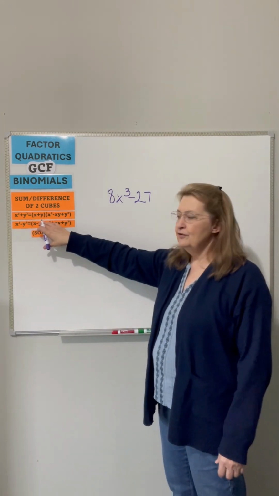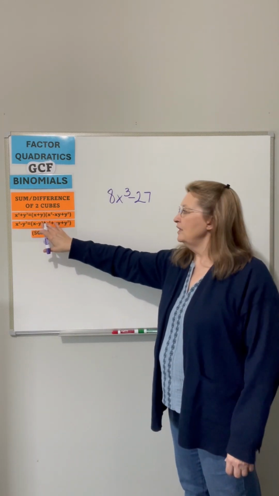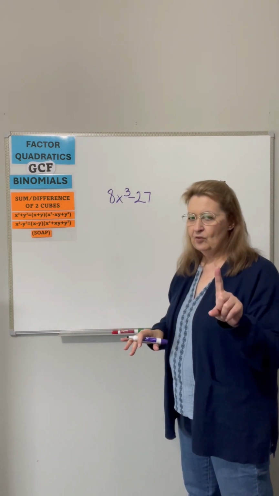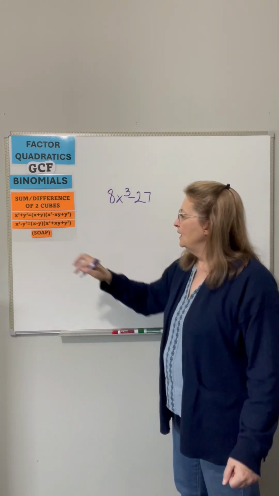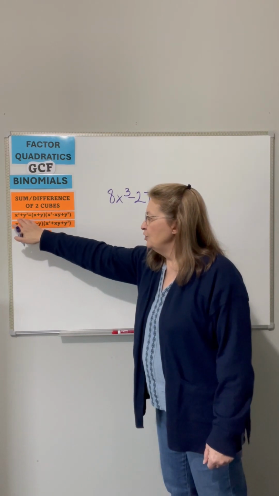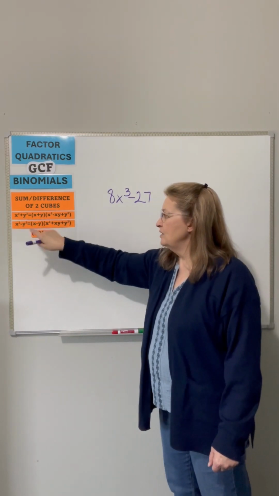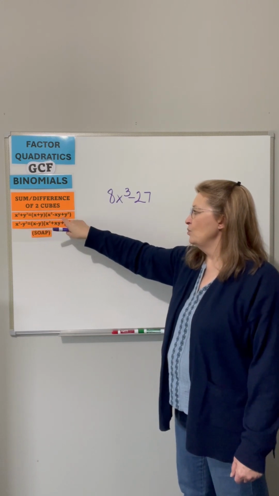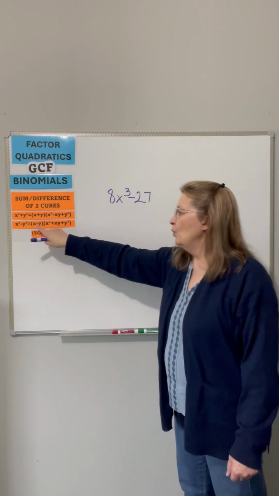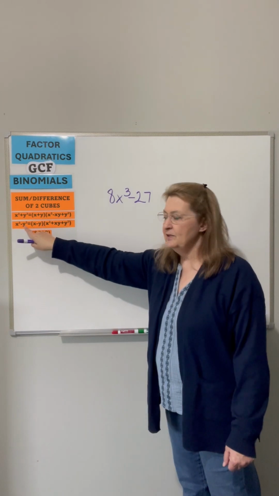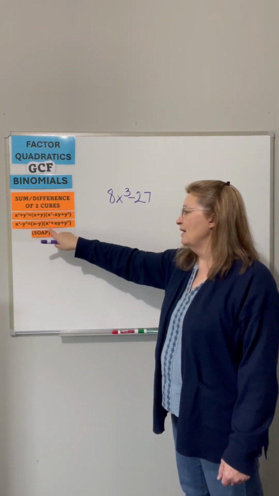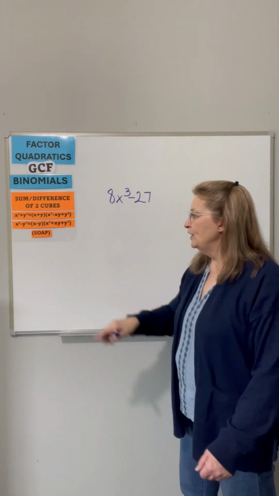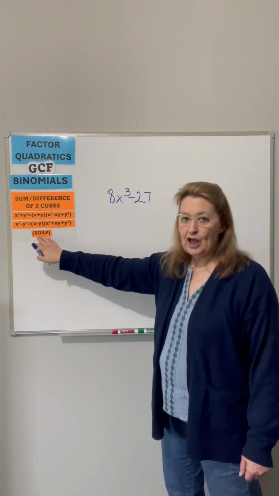First, let's look at these two formulas. If you look at these, you'll see the formulas are exactly the same except for one thing, your signs. The sum of 2 cubes, x cubed plus y cubed, is equal to x plus y times x squared minus xy plus y squared, whereas a difference of 2 cubes is equal to x minus y times x squared plus xy plus y squared.